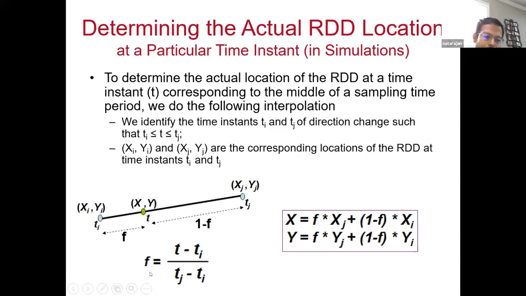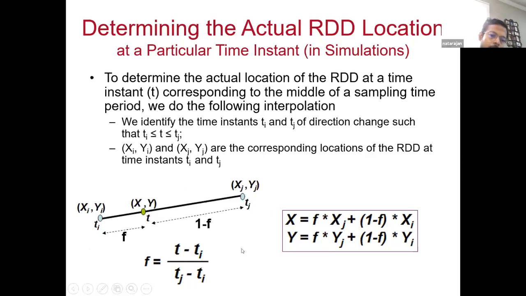So what we find is the fraction of this line where the t is falling under. This x and y is what we're going to compute as the actual location of the RDD and compare with the predicted location. So this fraction f is going to be (t minus ti) over (tj minus ti). So f is capturing the fraction of the distance between this point t and this ti, divided by the whole time period tj minus ti.